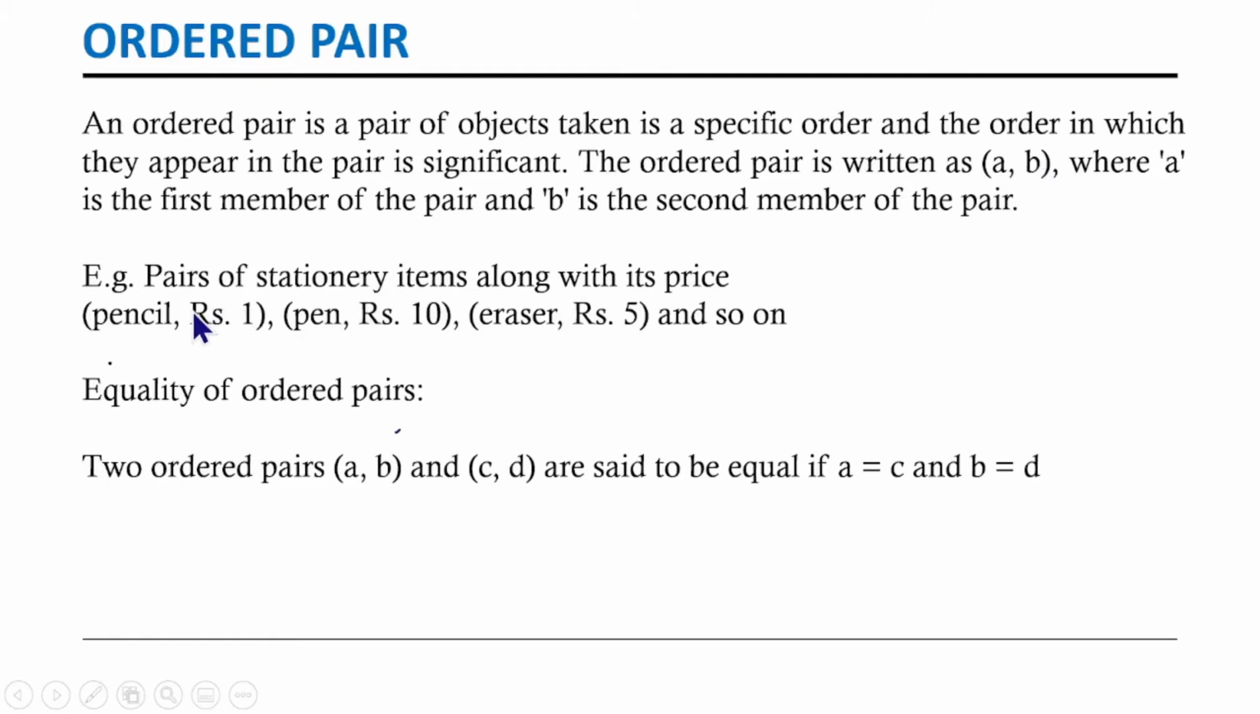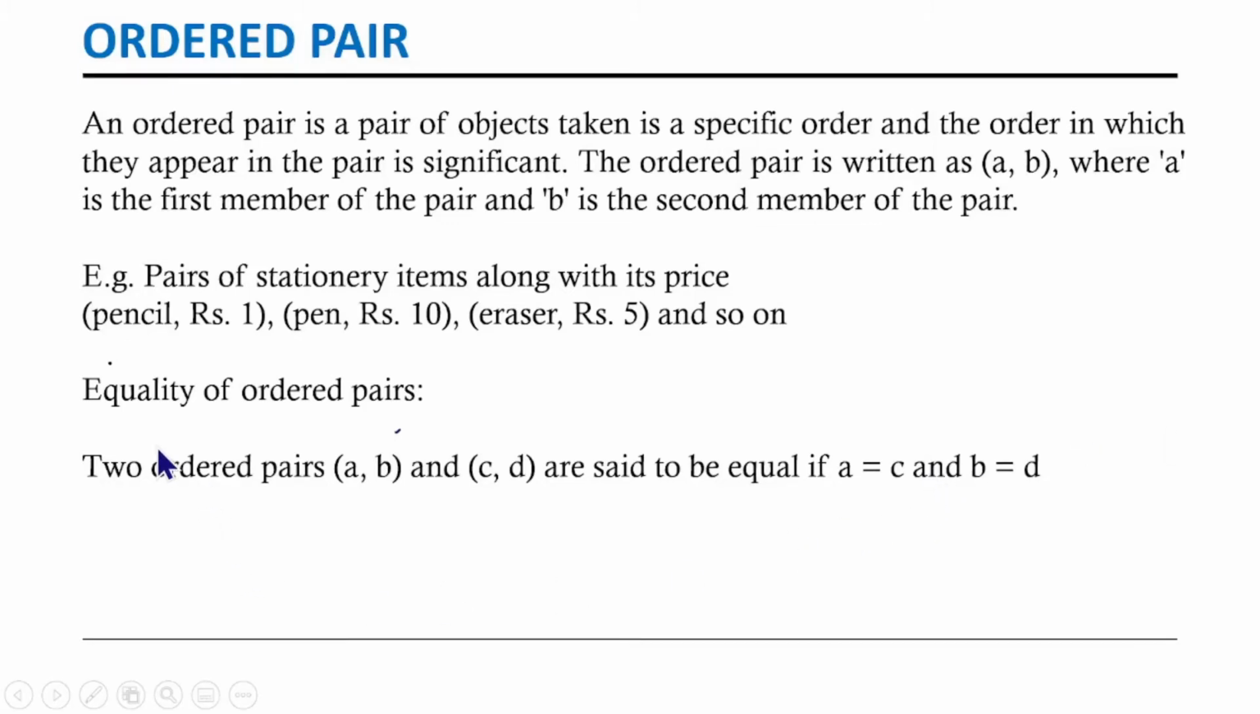Say for example, if we have pairs of stationery items along with their price. The first one is the ordered pair (pencil, rupees 1). Next one is the ordered pair (pen, rupees 10). Then the next one is the ordered pair (eraser, rupees 5) and so on. So these are examples of ordered pairs.